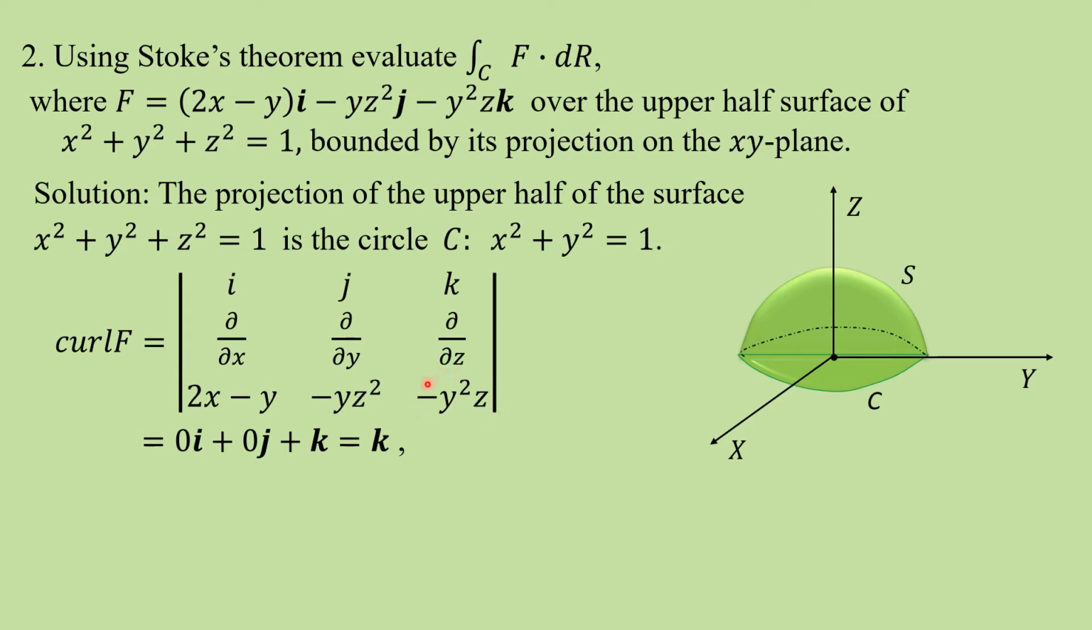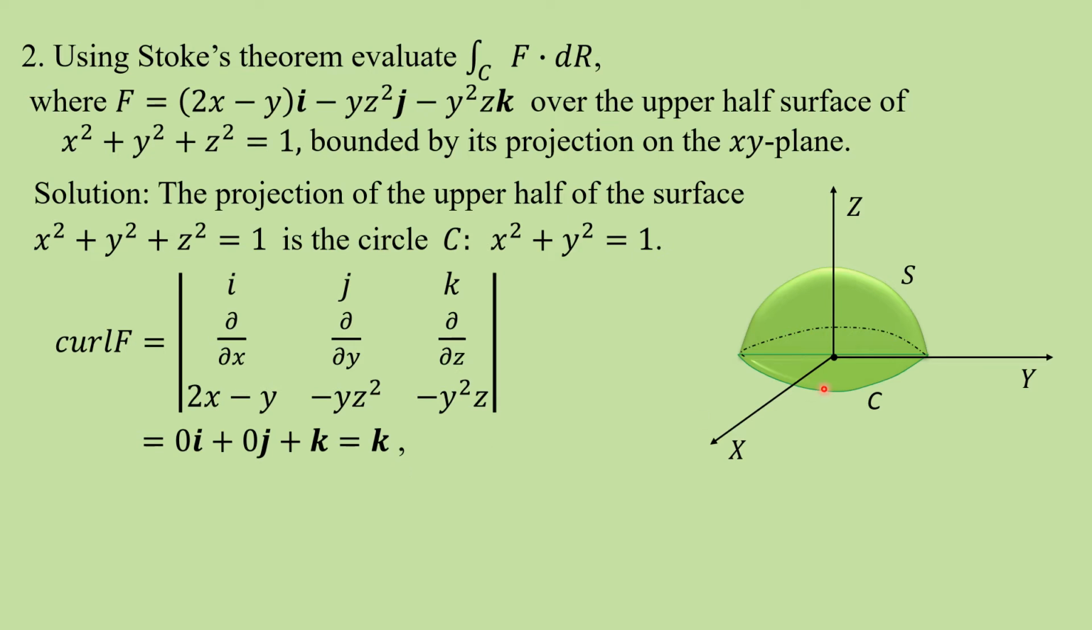minus j into dou by dou x of minus y square z, so partially differentiating this with respect to x means 0, minus dou by dou z of 2x minus y, again it is free from z, independent of z, so again it is a constant, so the component of j is also 0, plus k times dou by dou x of minus yz square, it is constant, partially differentiating this with respect to x, so 0, minus dou by dou y of 2x minus y means minus 1, so minus of minus gives plus 1, so the component here is 1k, so you got curl f, that is del cross f as k.